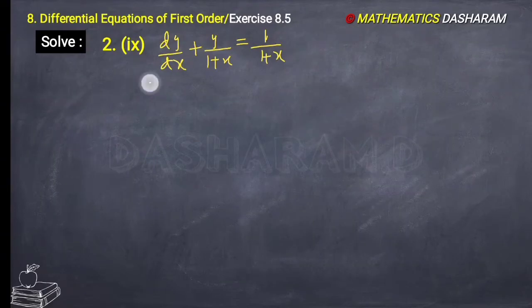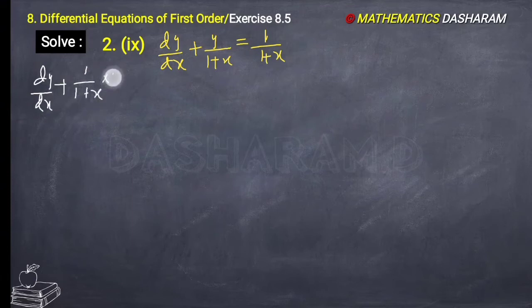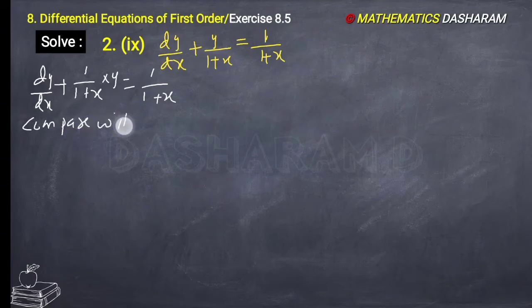Ninth question: dy by dx plus y by 1 plus x equals 1 by 1 plus x. So dy by dx plus 1 by 1 plus x into y equals 1 by 1 plus x. Now compare with the standard form of a linear differential equation, that is dy by dx plus p into y equals q.